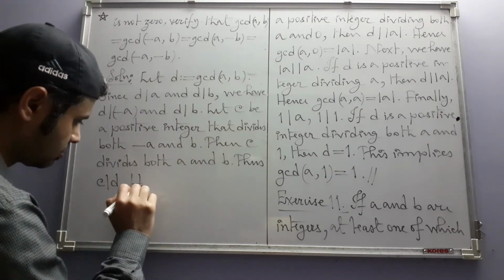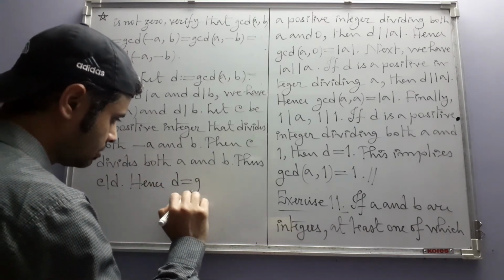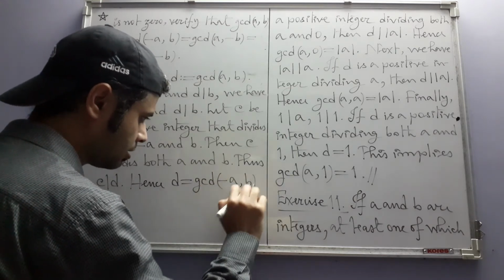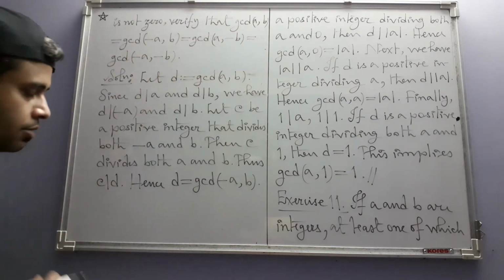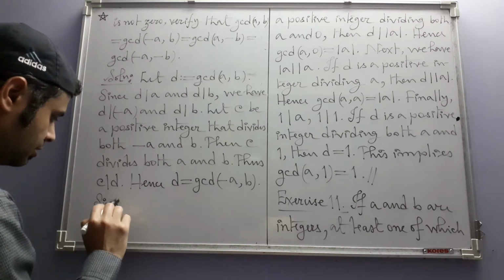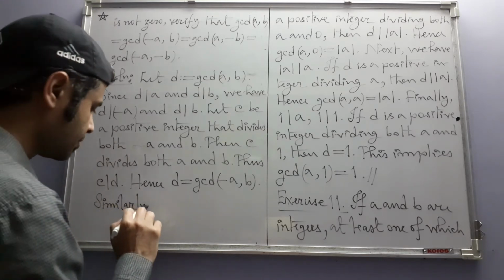Hence, D is the greatest common divisor of minus A and B. So that's how we get the first equality. And you can clearly see that the others will similarly follow.